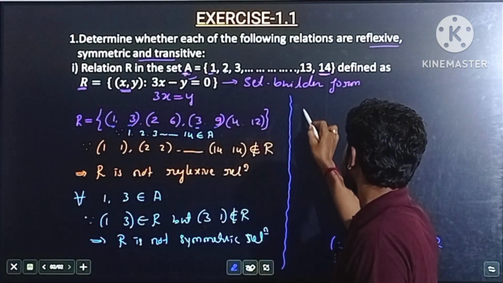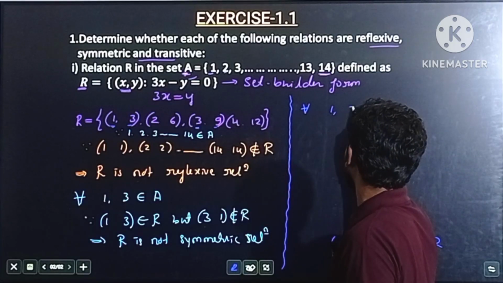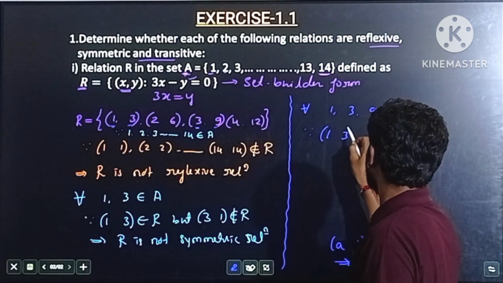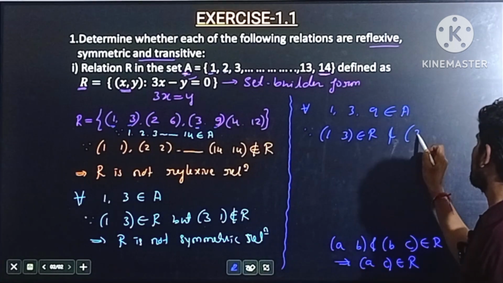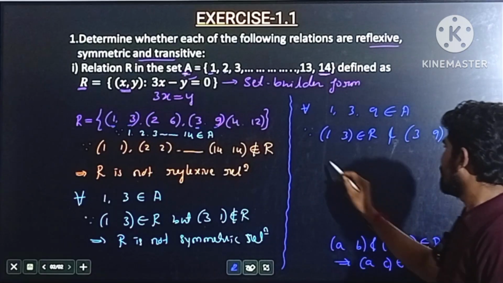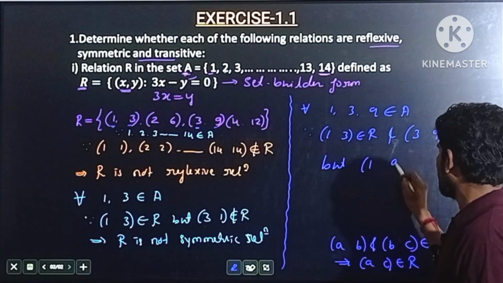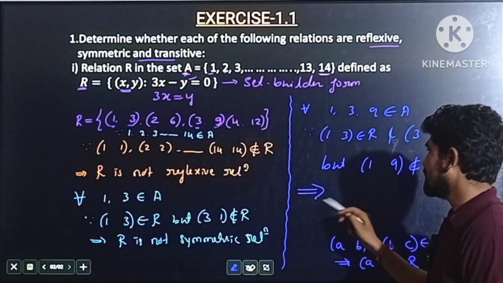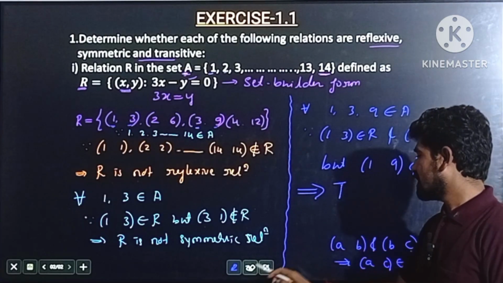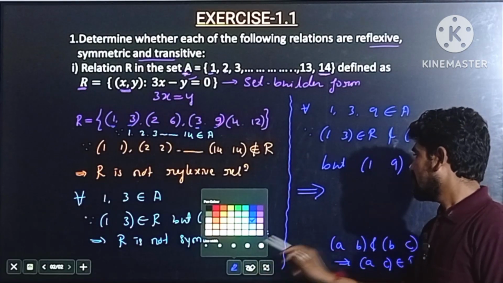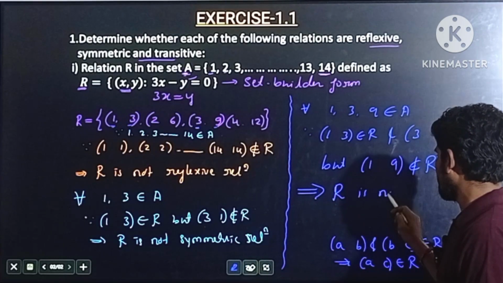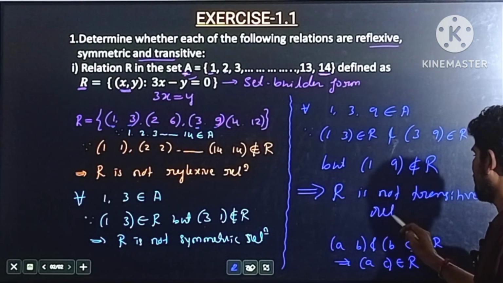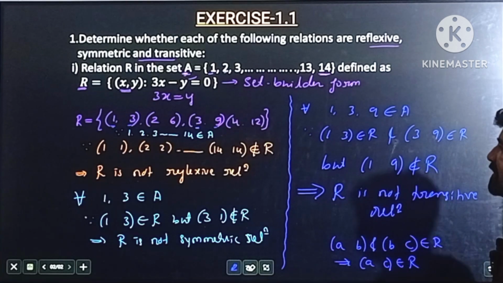See here, 1, 3 and 9 belong to the set A. Since the pair (1, 3) belongs to R and the pair (3, 9) belongs to R, but the pair (1, 9) does not belong to the relation R, this implies this relation R is not a transitive relation. I hope all of you understood this question.